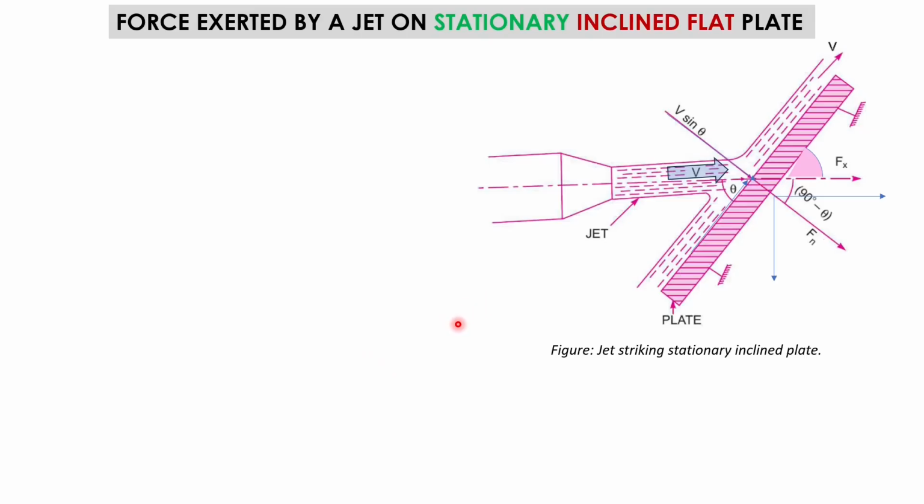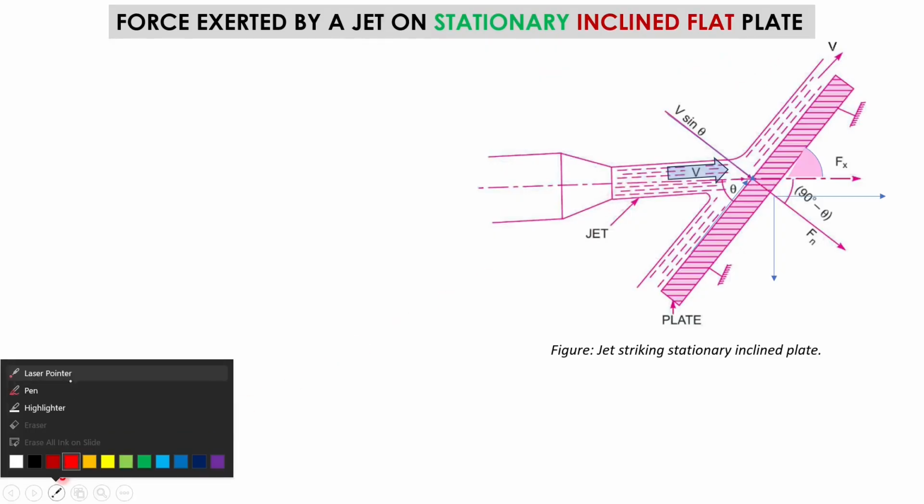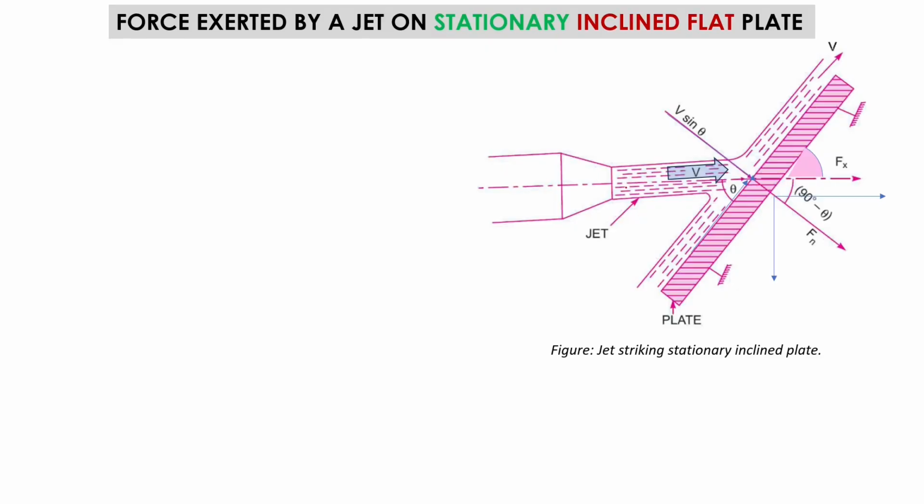I am Junaid and today we are going to be discussing the force exerted by a jet on a stationary inclined flat plate. So this jet is coming from this direction. We can show it like this. As the jet is coming from this direction and the plate is inclined, it is not vertical.